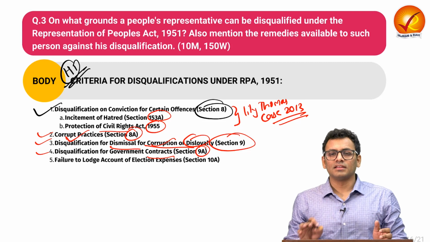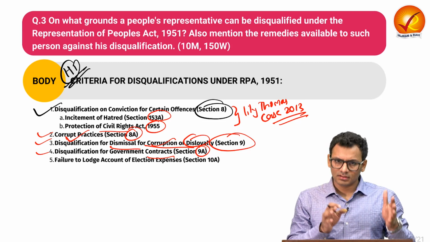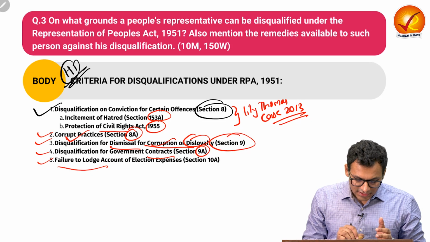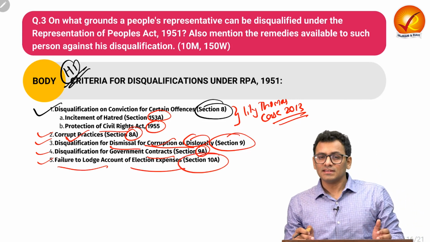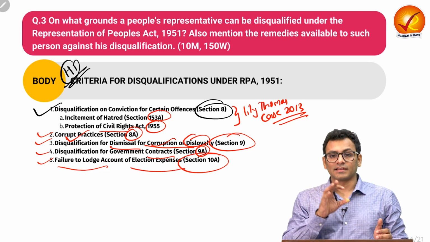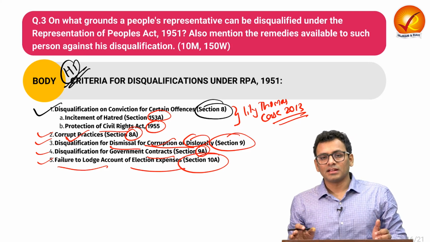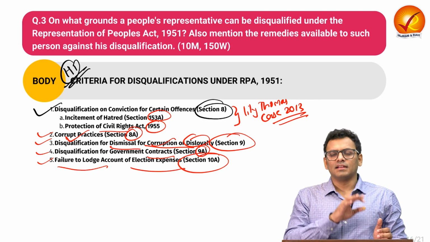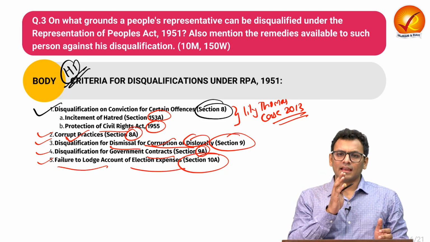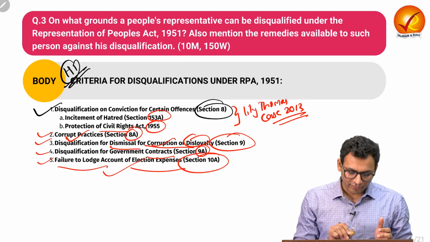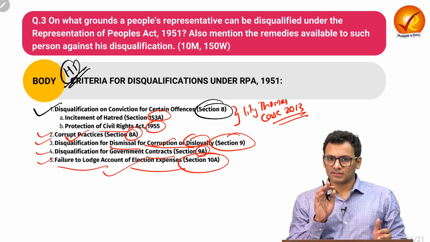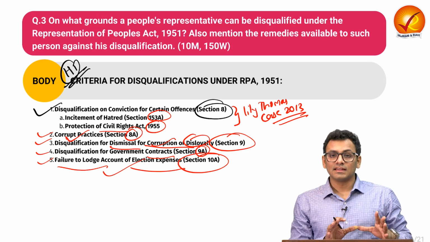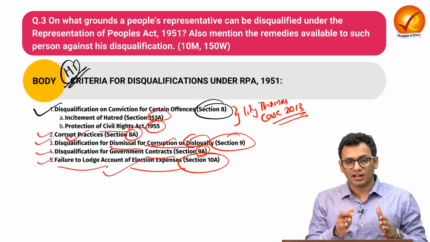This is to ensure that they do not abuse the power that they are accorded. The fifth is failure to lodge an account of election expenses under Section 10A. We have seen that there are certain election expenditure caps, and to ensure transparency, if any elected legislator fails to show that expense, they shall be disqualified under the RPA Act 1951. So these are the criteria that we have seen for disqualification under this Act.